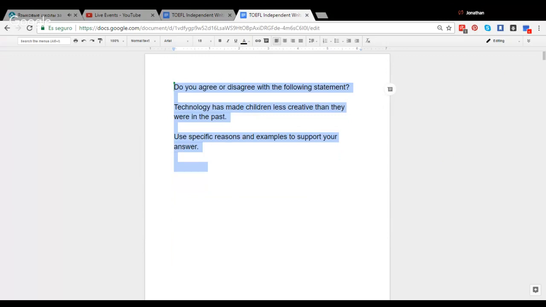Okay, so the topic that we have on here is this: do you agree or disagree with the following statement? And the statement here is, technology has made children less creative than they were in the past. And I'm going to give myself a 5-minute timer here. So my clock says 12:09. I'm going to give myself until, here where I'm living in Mexico City. So I'm going to give myself 5 minutes here to brainstorm this.